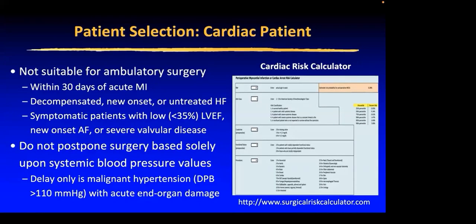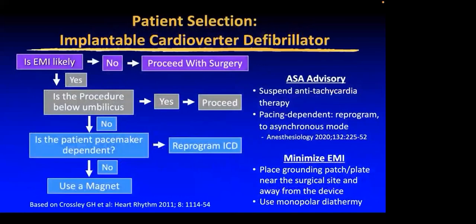Another controversial topic is selection of patients with implantable cardioverter defibrillators. This algorithm shows an approach to selection of this patient population. First, we need to consider if EMI is likely. If EMI is not likely, we can proceed with surgery. If EMI is likely, is the procedure below the umbilicus? If the answer is yes, we may proceed with the surgical procedure.